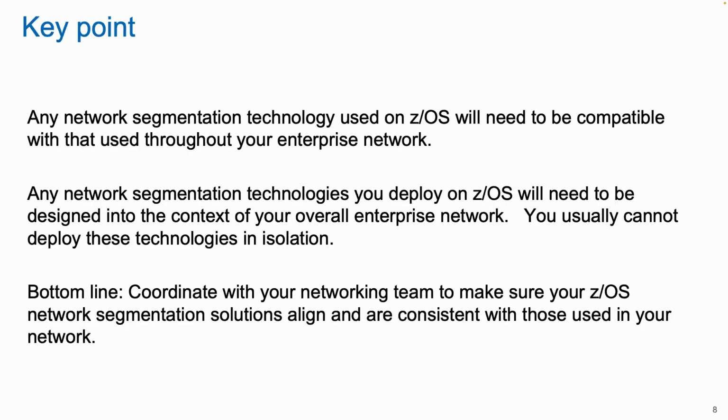Okay. Now, the key thing as we go through these is network segmentation. You don't do this in a vacuum. So you don't just go into z/OS and specifically do your things without really understanding what the other parts of your enterprise network is doing. So the key here is you have to coordinate what you want to do with your segmentation solutions to be consistent with everything else that's going on in your enterprise.